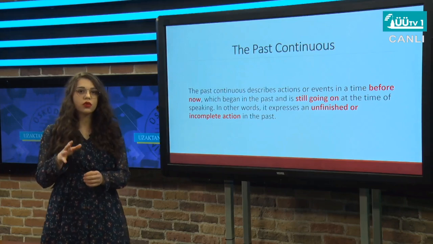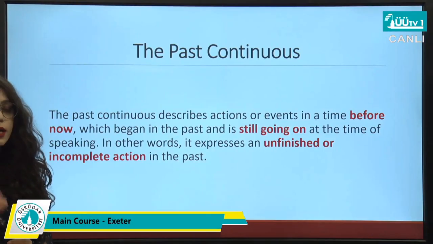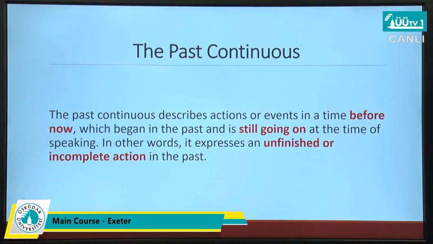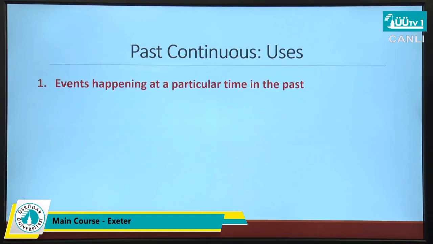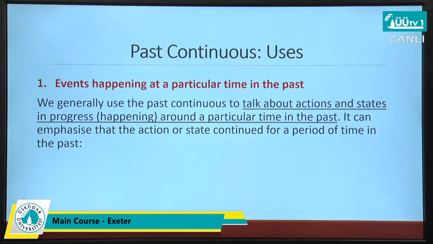Past continuous tense talks about events in a time before now, which began in the past and were still going on in the past. So in a way, we're talking about events that are unfinished or incomplete actions. So we use the past continuous for events happening at a particular time in the past. We usually use this tense to talk about actions that are happening around a particular time in the past. So it can emphasize that the action or state continued for a period of time.